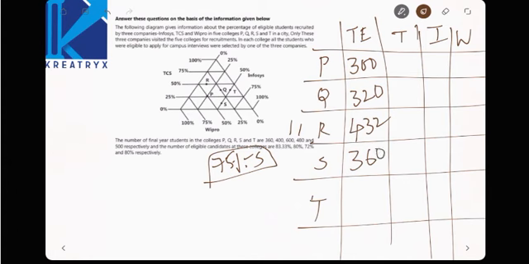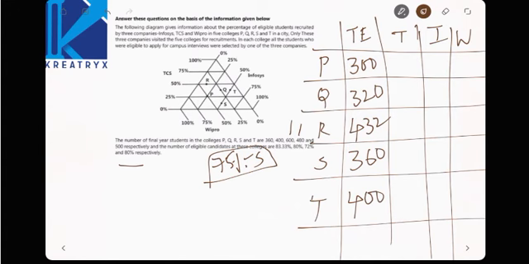Now again, see here, 80% are eligible in college T. Totally how many are there? 500 students are there, and out of that 80% are eligible, so 80% of 500 is 400, right? So 400 are eligible from T.